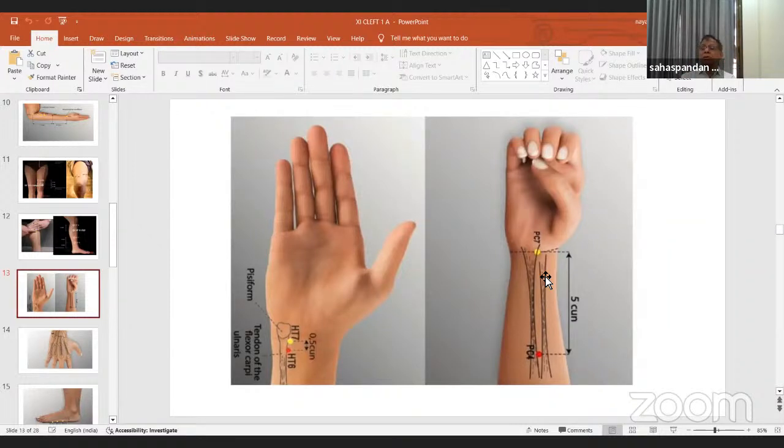So, pericardium 4. Pericardium 4 is the Xi-Cleft point. This is the pericardium 4. Can you see my cursor? Pericardium 4 is the Xi-Cleft point of the pericardium meridian and is more used for acute heart pain also.